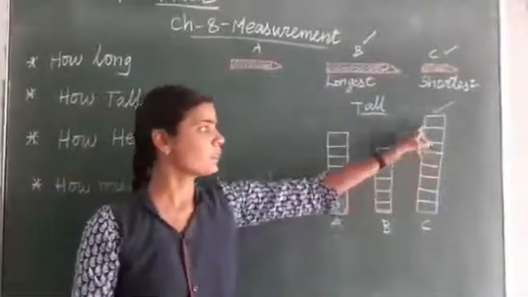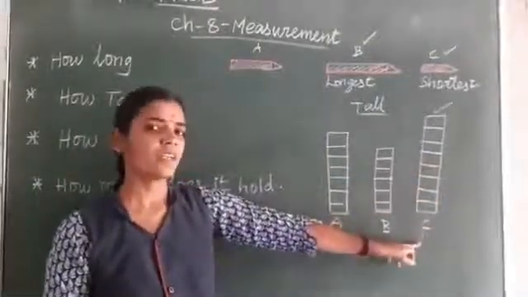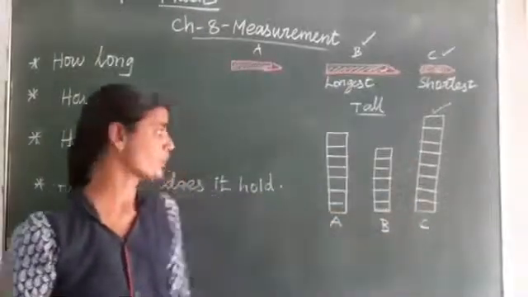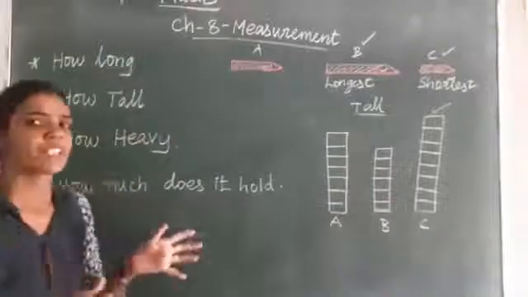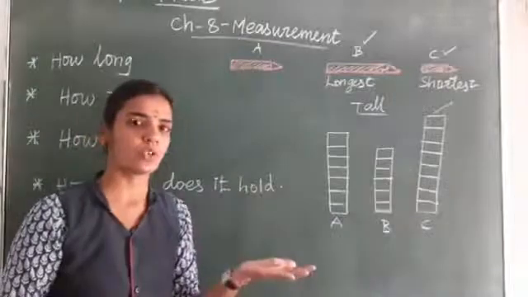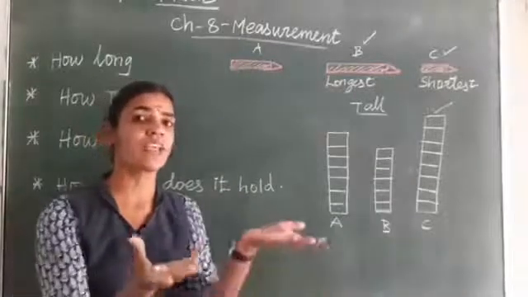We can arrange it. Count the number of erasers and write the number. So which is the bigger? That is the tallest one. That is the tallest one. Next, how heavy? That is weight. In your maths note in one hand and maths book, which is heavy?